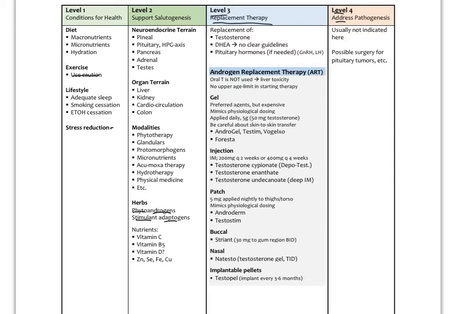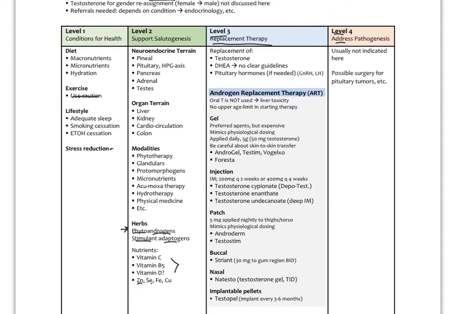But that's treated again with the kidney yang tonics in Chinese medicine, which in Western parlance are the phytoandrogens. So I'll come back to that. And then we know there are different nutrients. A lot of them are similar to what we saw with the adrenal: vitamin C, B5, potentially D, zinc, selenium, and so forth. All of these are important for normal testosterone production. So that's level 2 therapies.